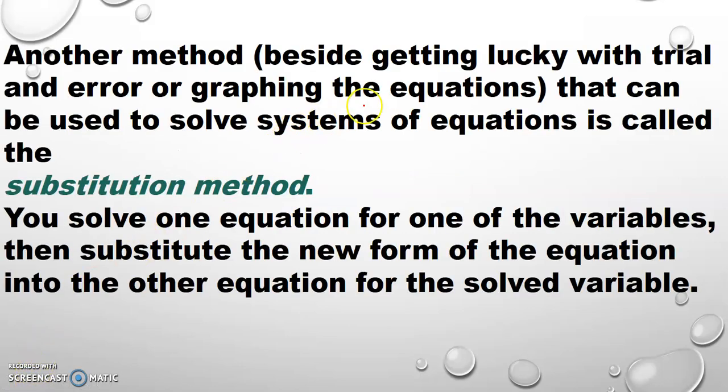This is another method, besides the lucky trial and error or graphing the equation, that can be used to solve a system of equations, and it is called substitution. You have to solve one equation for one of the variables, then substitute the new form of the equation into the other equation for the solved variable. So the word there is sub, you have to substitute.